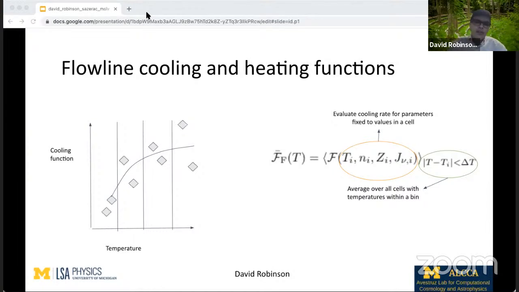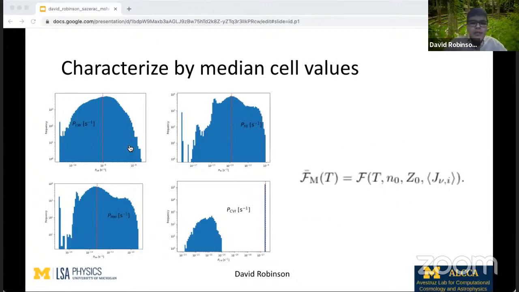Now, another thing that we could do is note that for all the parameters other than temperature, so the density, metallicity, and photoionization rates, we really have distributions. And I've shown the distribution of photoionization rates, and I'll talk about what goes into this data in a slide or two. And so we could choose to just characterize all of these distributions simply by their median, as shown in the vertical red lines.